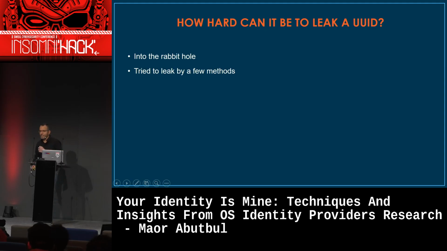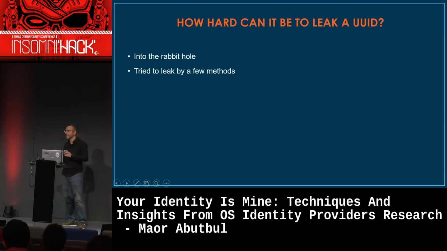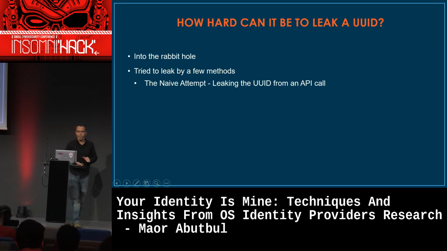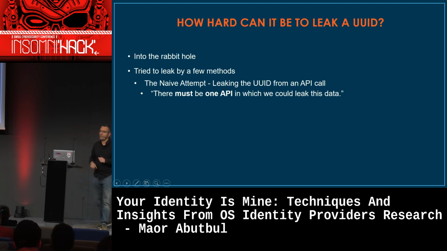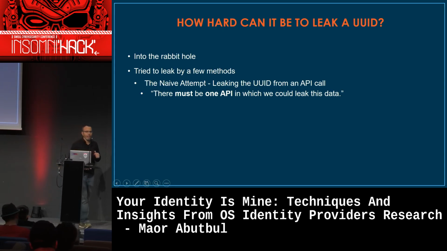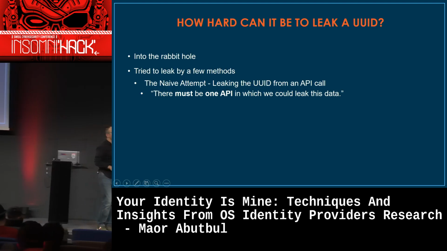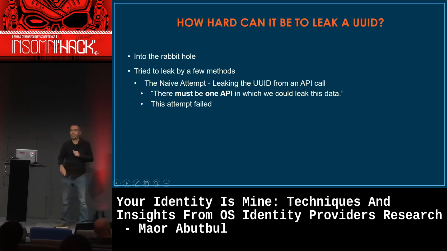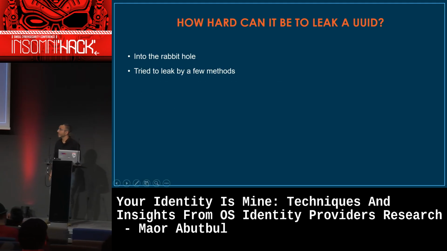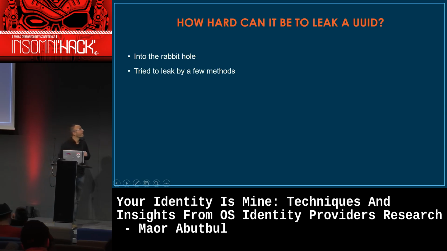At this part of the research, we already knew there are many API endpoints in the system. We noticed that some API calls are leaking some internal UUIDs. We suspected there must be one API in which we could leak this data. We are looking for direct leaks from the API, requesting each API in the specification. This attempt failed. Then we encountered an excellent article by Elttam.